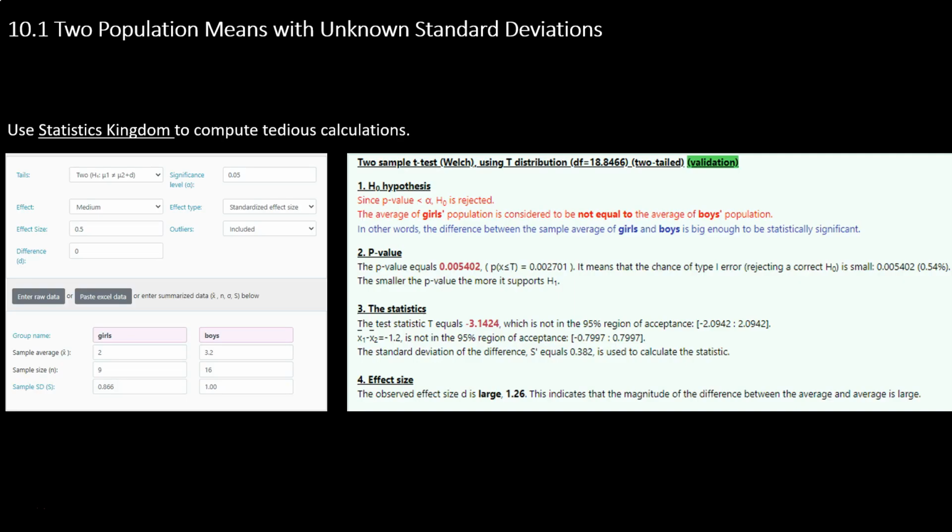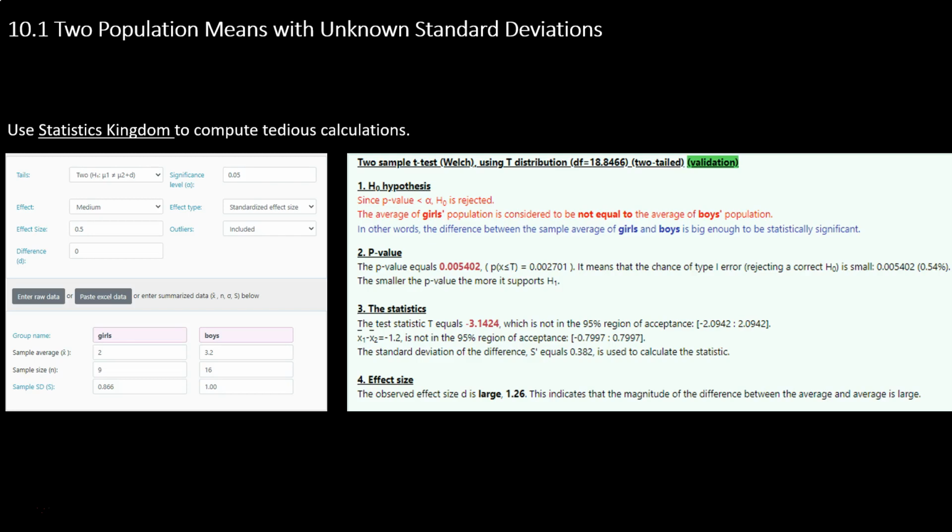We went through the calculation of the t-score test statistic and the degrees of freedom by hand by plugging our numbers into the calculator. However, there are pre-programmed calculators that can make this much simpler. For example, Statistics Kingdom is an online calculator that will allow you to do a hypothesis test for 2 population means with an unknown standard deviation. That's exactly the problem we're working on.